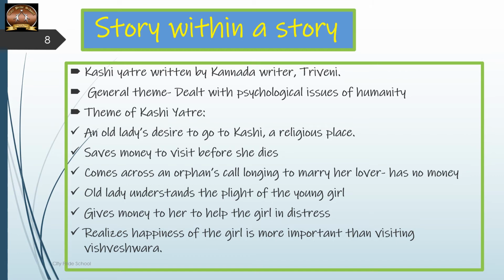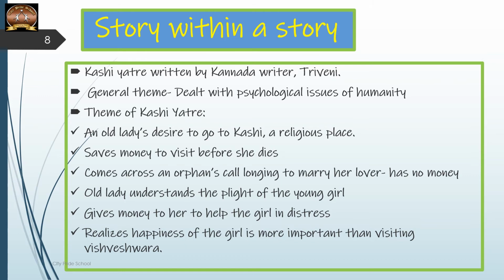An interesting feature that we get to see in this particular story is that there is a story within a story. The story that is within this story is Kashi Yatre, which was written by Triveni, a Kannada writer. The general theme of the story is that it deals with the psychological issues of humanity. We've already learned that in this particular story, there's an old lady who desires to go to Kashi, which is a religious place of Hindus. And she saves a lot of money to ensure that she's able to visit this place before she dies.